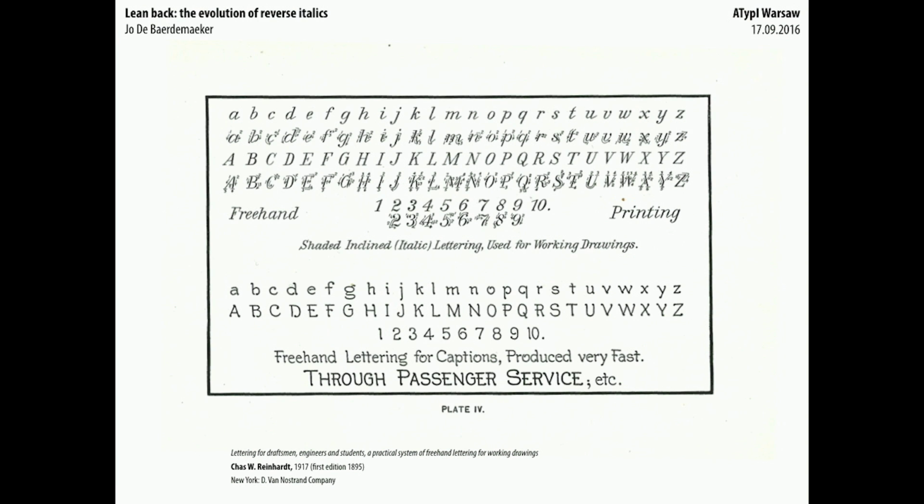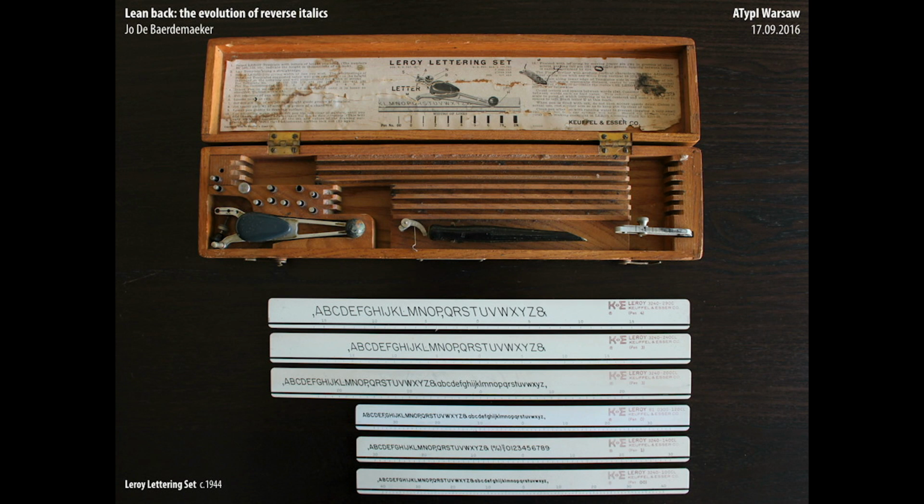So you see at the top, the freehand printing is more formal. If it should be more freehand for captions, it is produced very fast. So you see a different style. The bottom one is more leaning towards the right, basically.